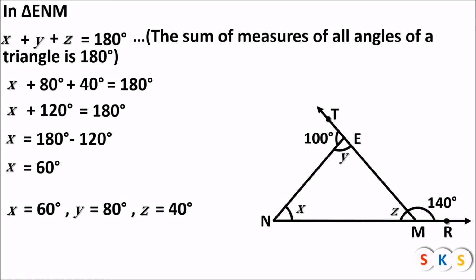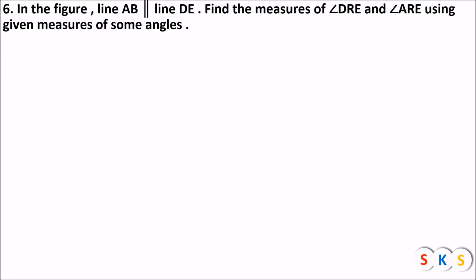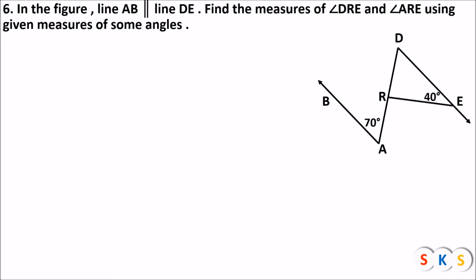So here X is 60 degree, Y is 80 degree and Z is 40 degree. Now here we have the next question. In the figure, line AB parallel line DE, find the measure of angle DRE and angle ARE using given measures of some angles. Okay, let's see the solution of this question.